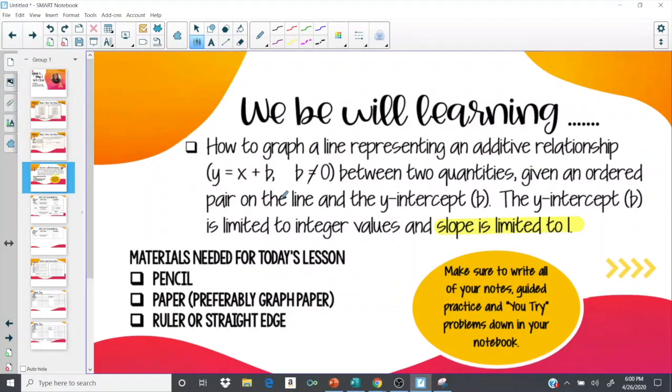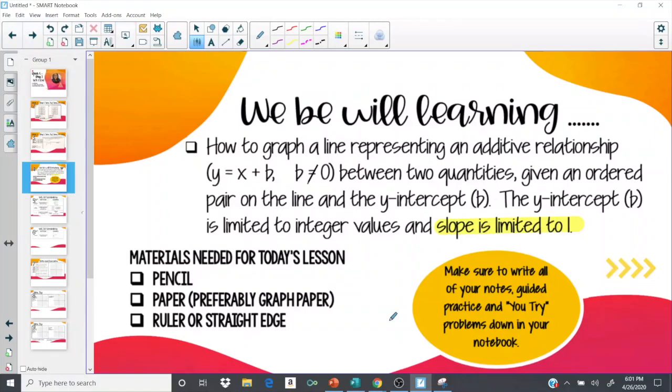So let's move on to the actual lesson. Today we will be learning how to graph a line representing an additive relationship, y is equal to x plus b, where b does not equal 0, between 2 quantities given an ordered pair on the line, and the y-intercept b. The y-intercept b is limited to integer values, and the slope is limited to 1. So we will only be using a slope of 1 in our lesson.